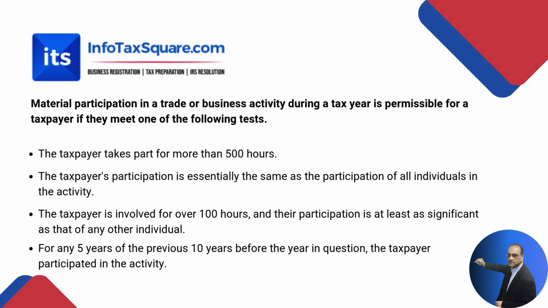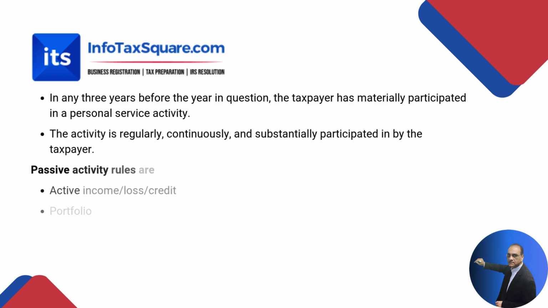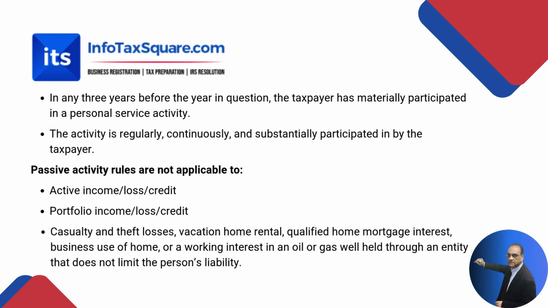The taxpayer is involved for over 100 hours, and their participation is at least as significant as that of any other individual. For any 5 years of the previous 10 years before the year in question, the taxpayer participated in the activity. In any 3 years before the year in question, the taxpayer has materially participated in a personal service activity. The activity is regularly, continuously, and substantially participated in by the taxpayer.